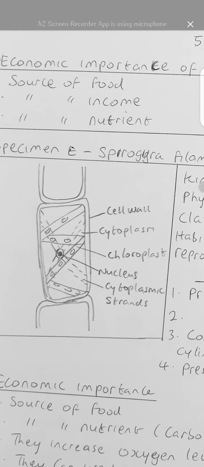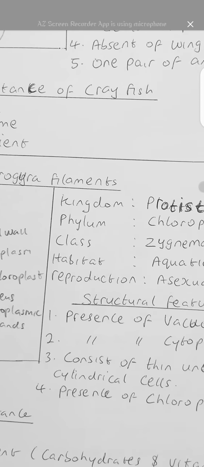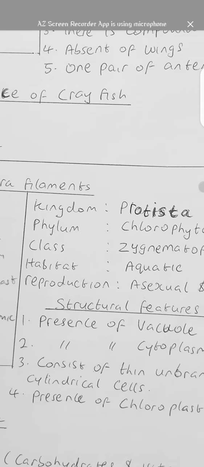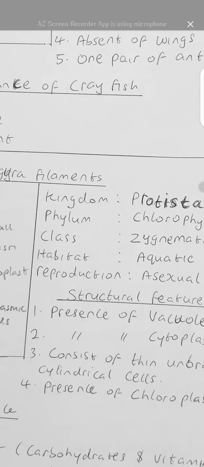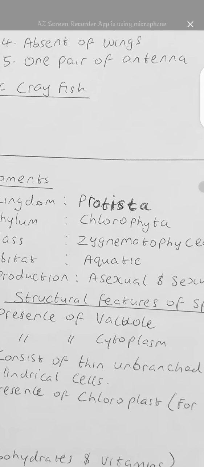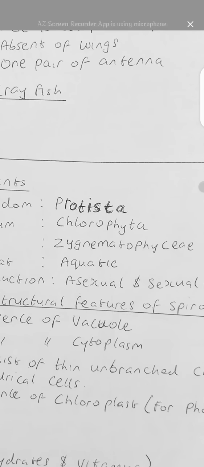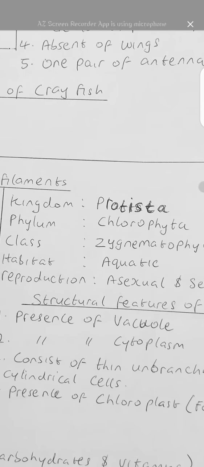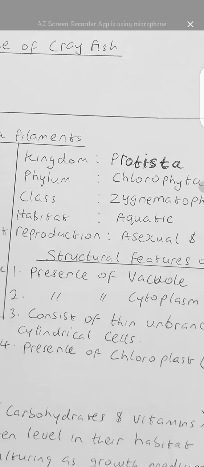So that's the diagram. So let's go to kingdom. It belongs to kingdom Protista. Okay. The phylum is Chlorophyta. The class is Zygnematophyceae. Habitat, aquatic. It stays in water. You can find it in stagnant water.